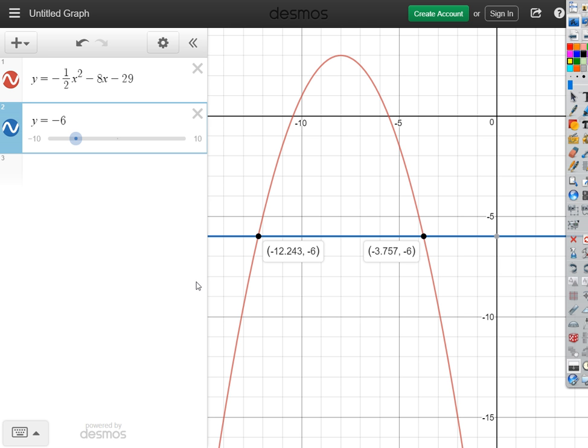Okay, remember this stuff. Remember problems like this that I gave you in Unit 1. I'm just going to do a quick review. What if I gave you the problem: using graphing technology, solve the equation negative 1/2 x squared minus 8x minus 29 equals negative 6. What would we do using graphing technology?